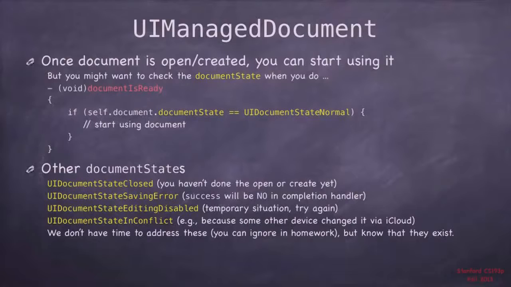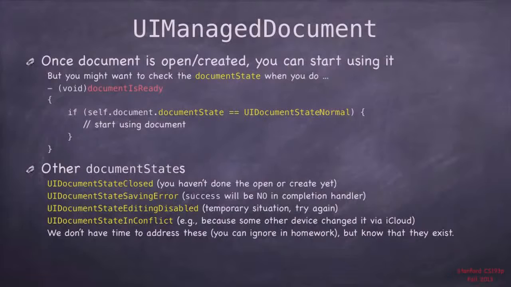Normal state means this guy's ready to go. Okay? What other states could it be in? Well, it could be in the state closed. Closed means you haven't opened it yet or you haven't created it yet. In either case, it's going to be closed. You cannot use a document when it's in the closed state.